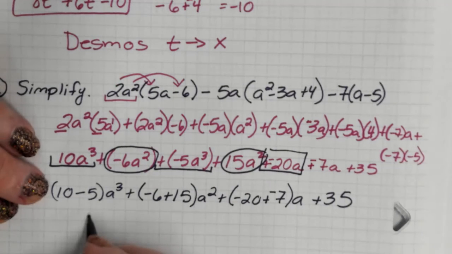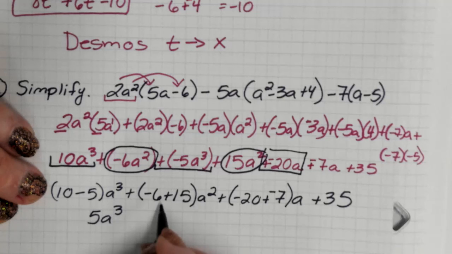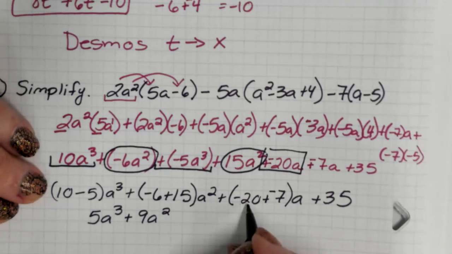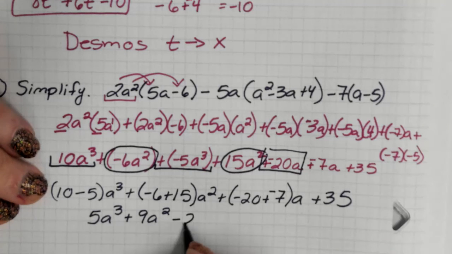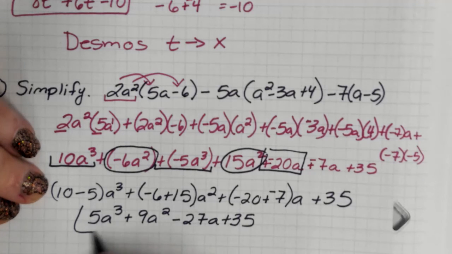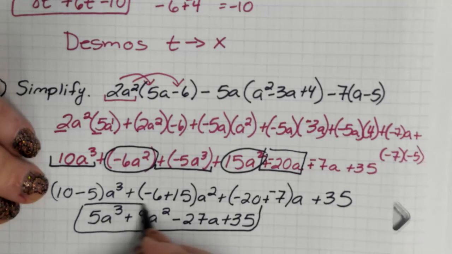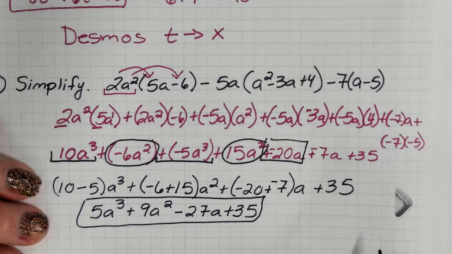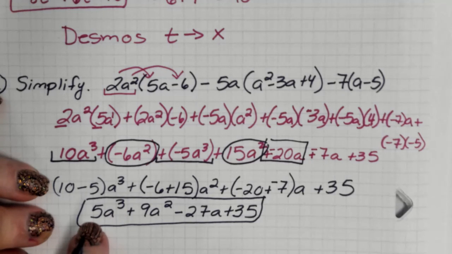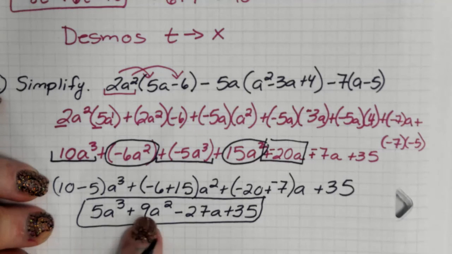10 minus 5, negative 6 plus 15, negative 20 plus negative 7 is negative 27 plus a negative. I'm going to go ahead and just make that a minus. There you go. And is this written in standard form? Yes, it is. Our largest exponent is first. That is our leading coefficient. And this polynomial has 4 terms.